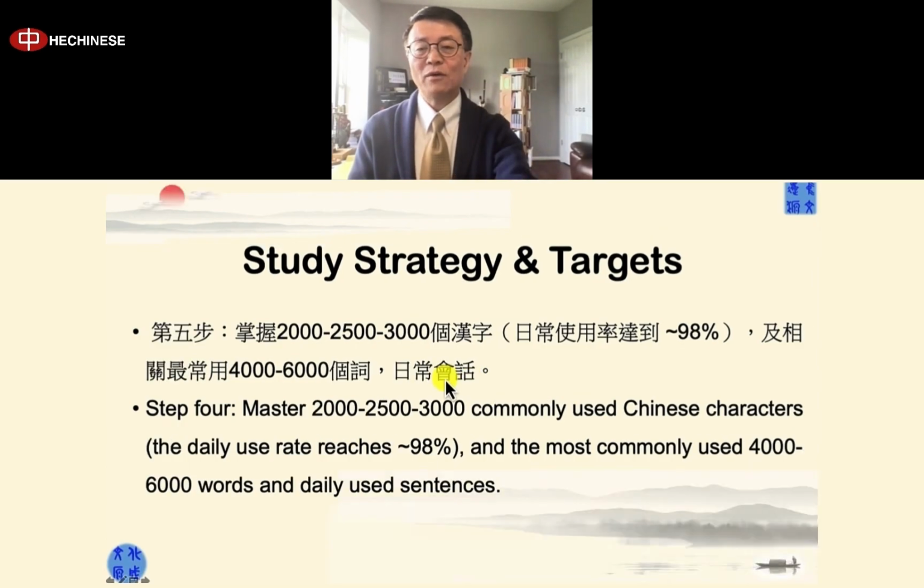All right, that's our 5-step strategy and targets. If you can follow me step by step along the way, how fast you can go depends on you. Of course, it depends on my teaching, but mainly depends on you how you can meet that 5-step goal, so you master the Chinese language faster. I mean, speaking, reading, and writing faster. All right.